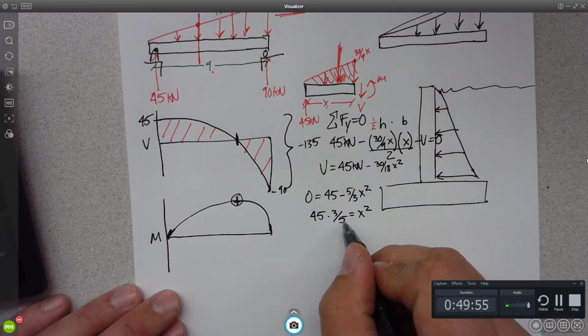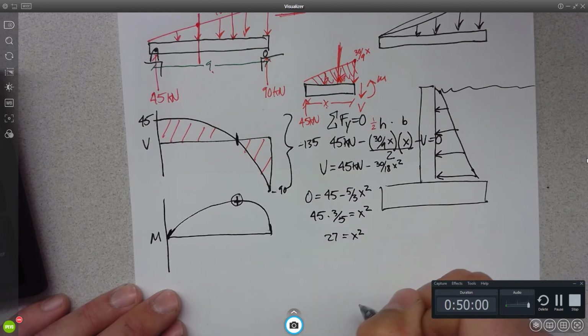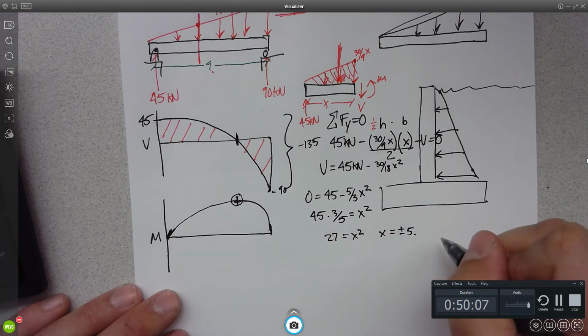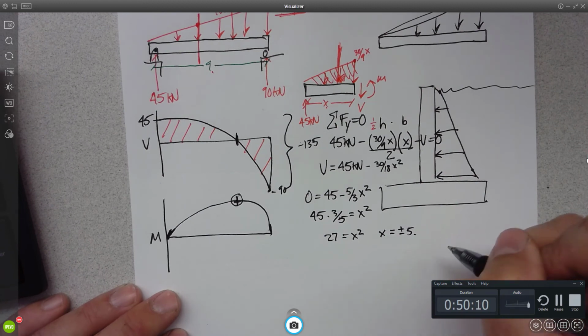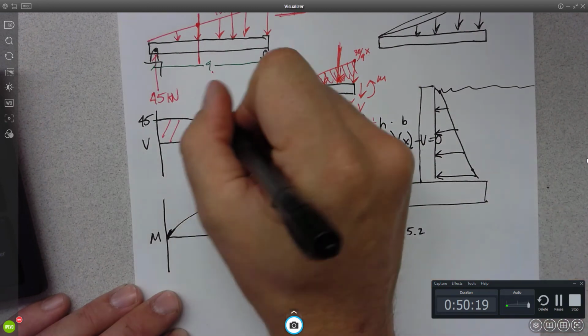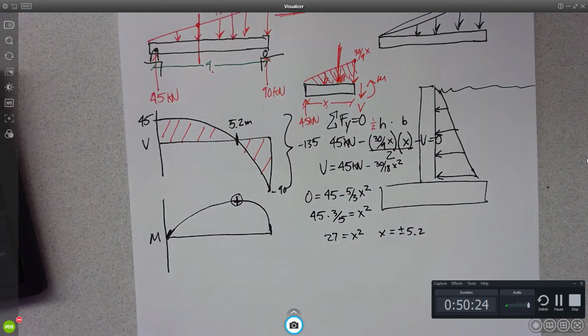Let's see, 45 divided by 5 is 9. 9 times 3 is 27, is equal to x squared. So it looks like x is equal to plus or minus 5.1. What is it? 5.2. Okay, so we know this is at 5.2 meters. That's where our maximum bending moment is, and it's where our shear force is equal to 0 inside of the beam.